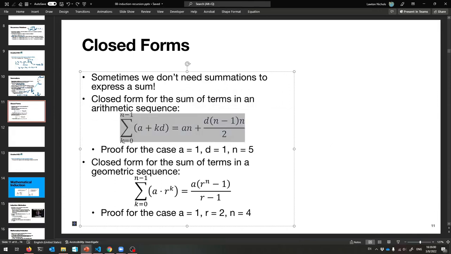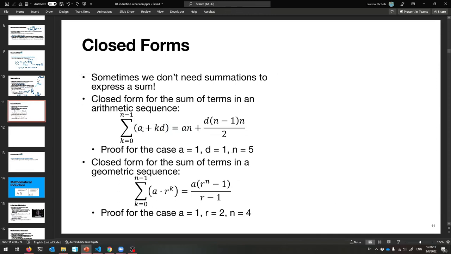If you sum together all the numbers from k equals 0 to n minus 1 of a plus kd, that's going to give you elements in an arithmetic sequence. Starting when k is 0, it's just a. When k is 1, it's a plus a single d. When k is 2, it's a plus 2 d's. It's going to give you an arithmetic sequence, increasing by d each time.